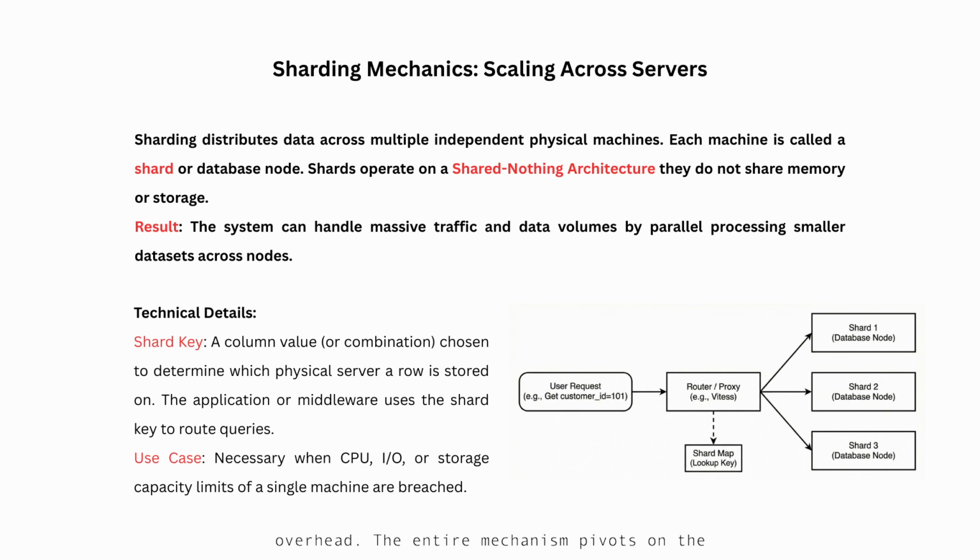The entire mechanism pivots on the shard key. This key comes from a column like customer ID or order ID and is the guiding map that determines exactly which physical server stores that row. When a query comes in, a dedicated software layer, whether it's a middleware or a proxy or built-in logic in a distributed database, reads the shard key and routes the request directly to the correct shard. This parallelism across multiple servers is what gives sharding its scaling power.